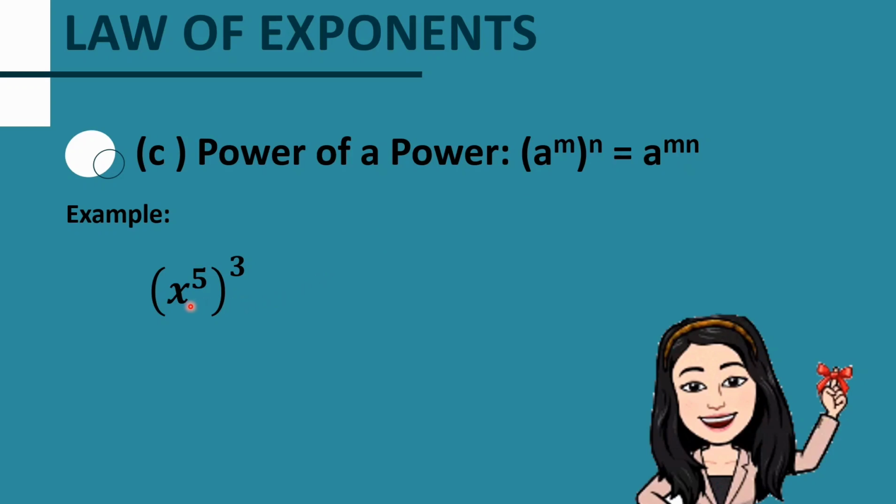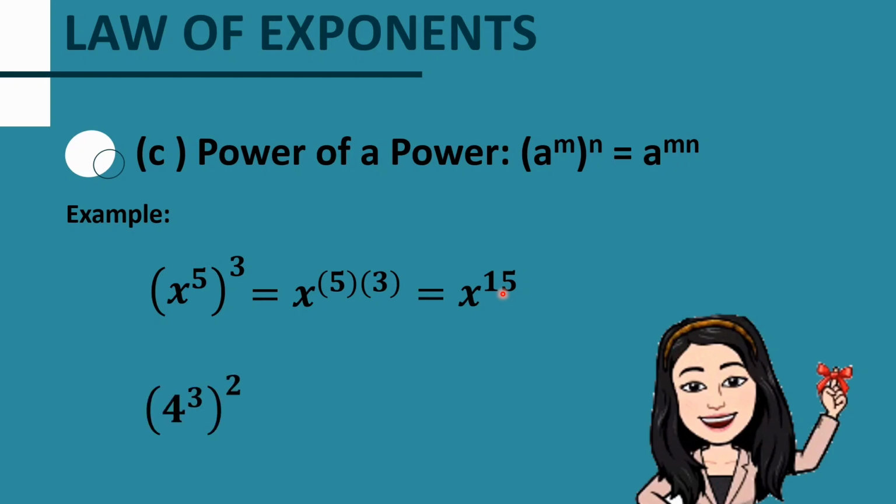First, we have x to the 5th power raised to the 3rd power. So pwede natin ganito yung ating expression, meaning we can apply the power of a power. Power with another power. So that is equal to x, copy yung base, and then multiply the exponents or the powers. We have 5 times 3, simplifying, is equal to 15. So therefore, when x to the 5th power is raised to the power of 3, that is equal to x raised to the 15th power.